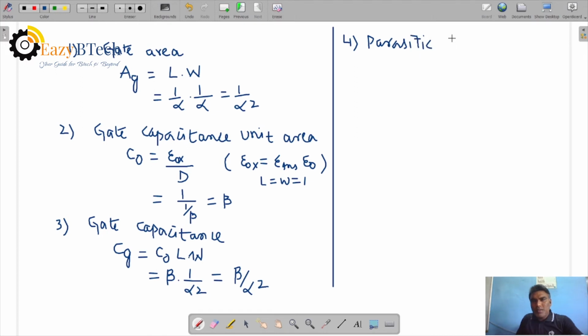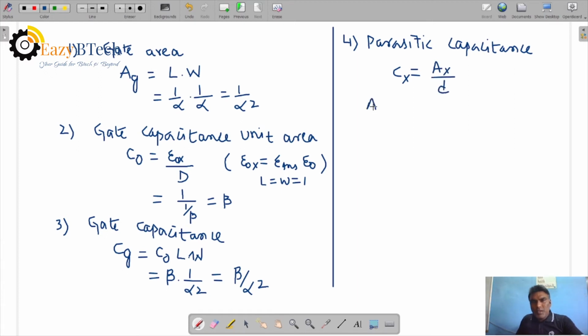Parasitic capacitance. So it is the representation of parasitic capacitance. It will be Cx is equal to Ax by T.